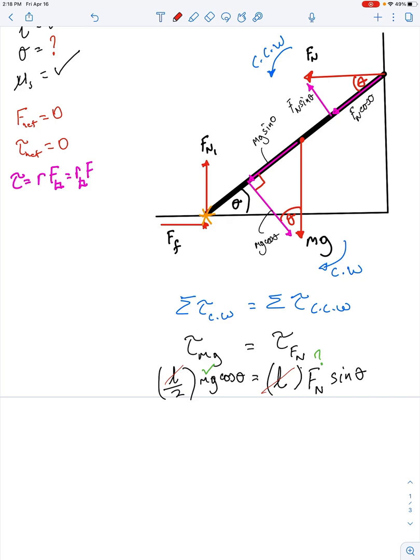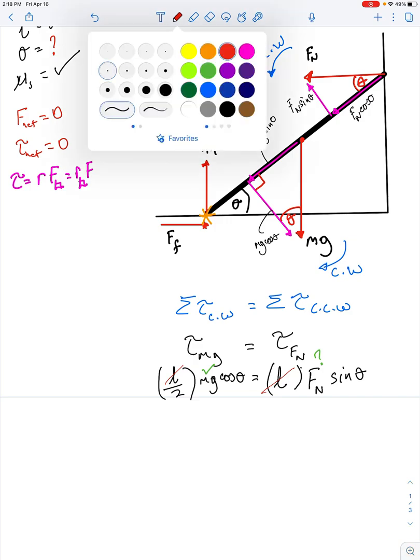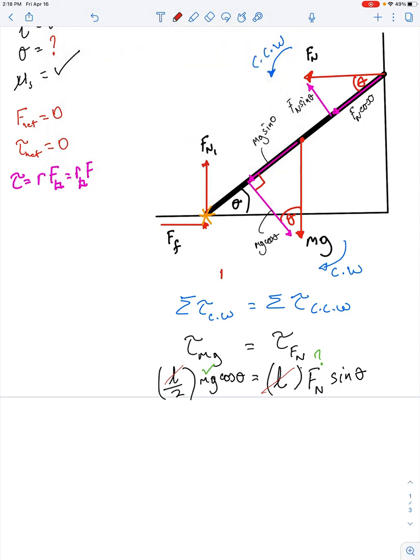So in order to find Fn, I have to go to the other condition, which is F net is equal to 0. So I should have dropped this here. F net is equal to 0.